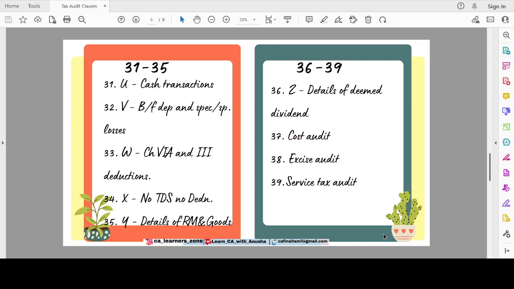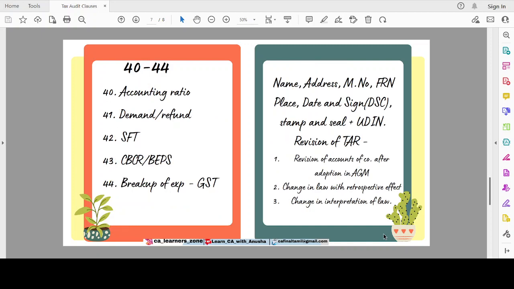V for brought forward depreciation, speculation, specified business losses, W for Chapter 6A and Chapter 3 deductions, X for no TDS, no deduction, Y for details of raw material and goods, Z for details of deemed dividend, cost audit, excise and service tax audit, and accounting ratio, demand/refund, SFT, CBCR and BEPS, and breakup of expenditure under GST.